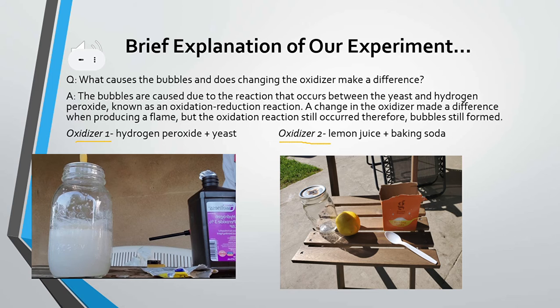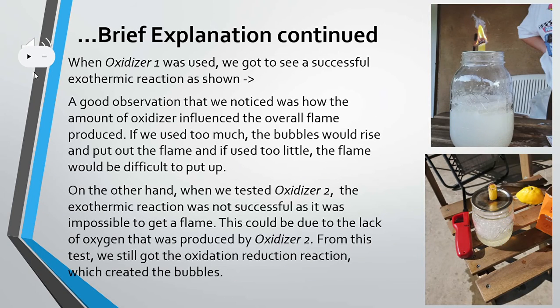As we see in the picture, the mason jar is filled with hydrogen peroxide and yeast that is listed as oxidizer number 1. Now, oxidizer number 2 is lemon juice and baking soda. So the brief explanation continued. When oxidizer 1 was used, we got a successful exothermic reaction as shown in the picture to the right. It pictures the carbon dioxide rising to the top, which is burning off, and the water that stays below.